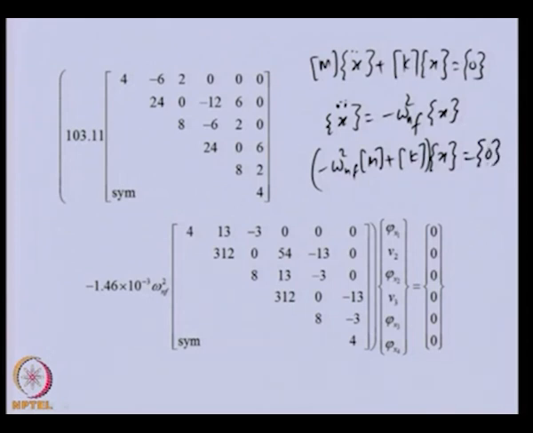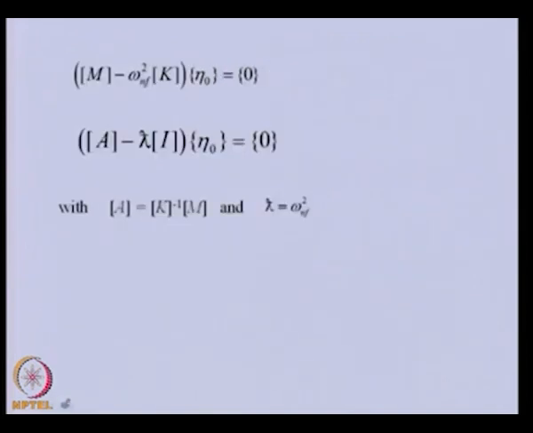This is the form in which this is the mass matrix, this is minus omega nf square, this is the K stiffness matrix. So this is the stiffness matrix, this is the mass matrix. This equation is of this form, and because this is a homogeneous equation, for a non-trivial solution we need to have the determinant of this equal to 0, or what we can do is convert this into an eigenvalue problem.